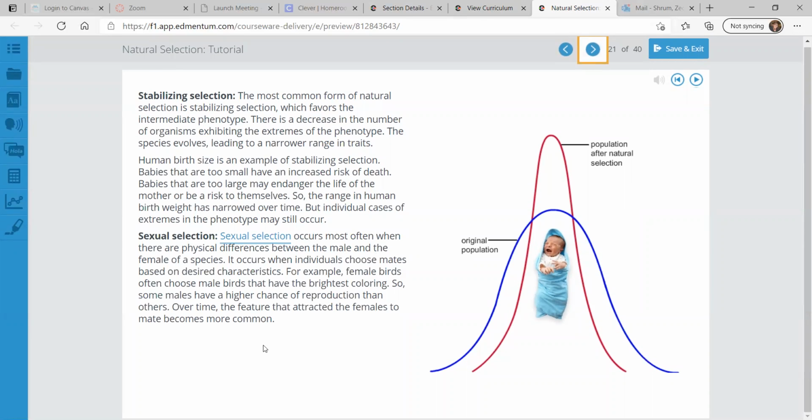Sexual selection. This occurs most often when there are physical differences between the male and the female of a species. It occurs when individuals choose mates based on desired characteristics. For example, female birds often choose male birds that have the brightest coloring. So some males have a higher chance of reproduction than others. Over time, the feature that attracted the females to mates becomes more common.